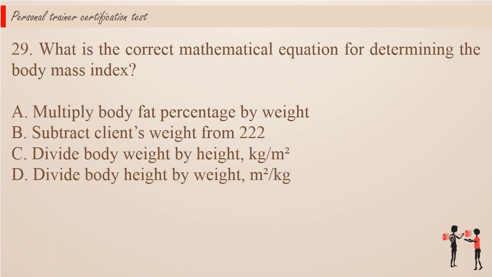Question 29. What is the correct mathematical equation for determining the body mass index? A. Multiply body fat percentage by weight. B. Subtract client's weight from 222. C. Divide body weight by height, kg per square meter. D. Divide body height by weight, square meters/kg.